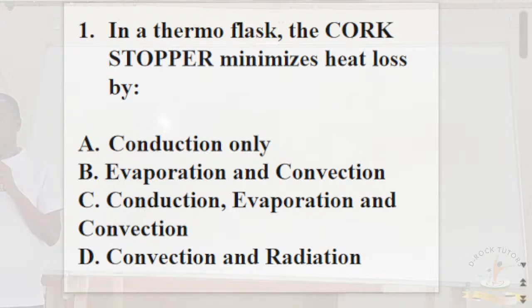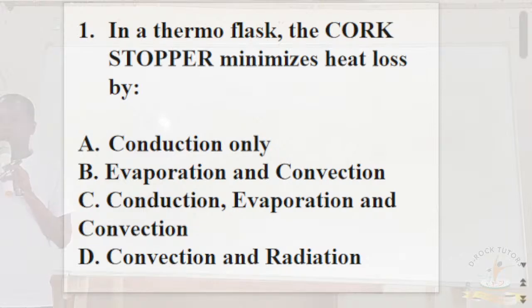Not only that, we have the cork support. Now we have two corks. We have a cork on top, which is the cork stopper, that minimizes heat loss by conduction, by convection, and of course by evaporation. The cork support, the support on which the thermoflask is put, is also made of wood. So the cork support minimizes heat loss only by what? By conduction. So please take note of those four things.